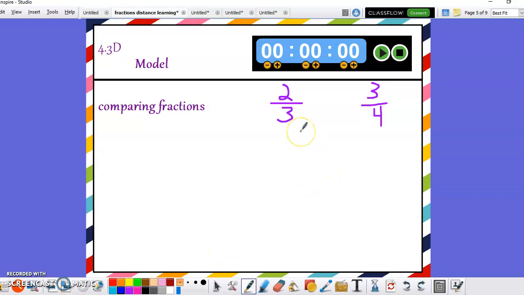So the first thing, I've just trained my brain to think 2/3. Well, I know that that is more than half, because half of 3 is 1.5. So 2 is more than that. So this fraction is more. And then 3/4 is more as well. So since both of these are more, then I have to use one of my other strategies.